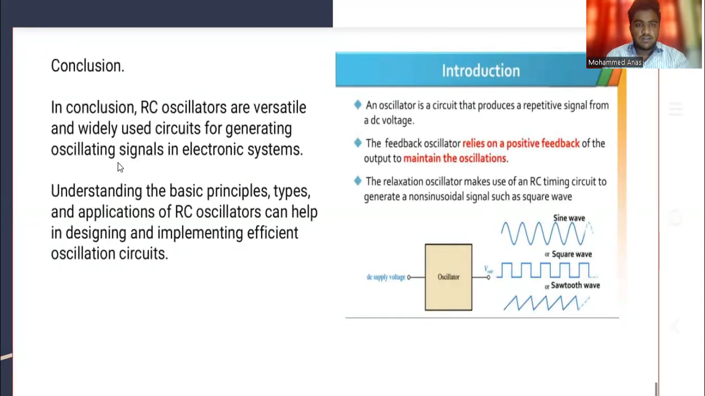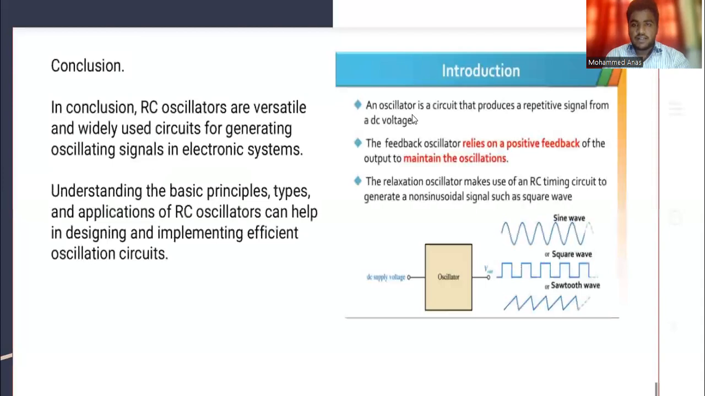In conclusion, RC oscillators are versatile and widely used circuits for generating oscillating signals in electronic systems. Understanding the basic principles, types, and applications of RC oscillators can help in designing and implementing effective oscillation circuits.